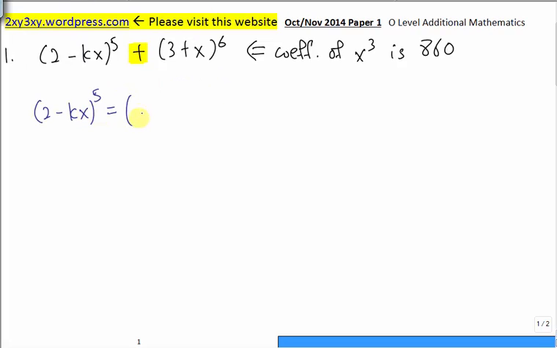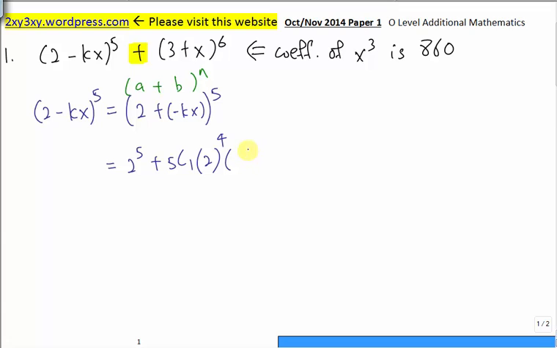This one I can rewrite as 2 plus minus kx, whole thing to the power of 5. And this corresponds to the expression that we are familiar with, a plus b to the power of n. So the a will be 2, the b will be minus kx. The first term will be a to the power of 5, which is 2 to the power of 5, plus 5c1, followed by a, which is 2 to the power of 5 minus 1, which is 4.